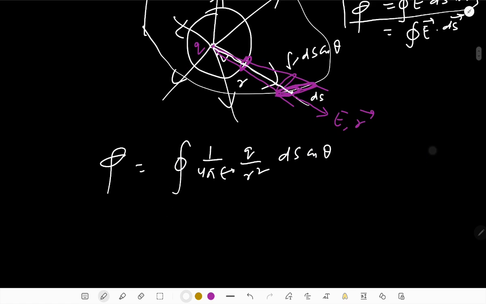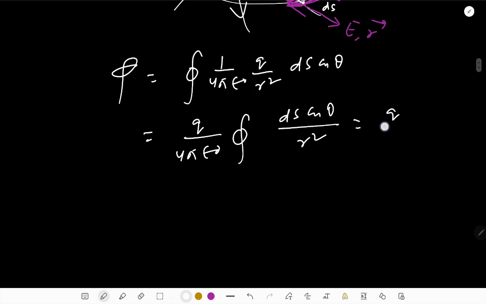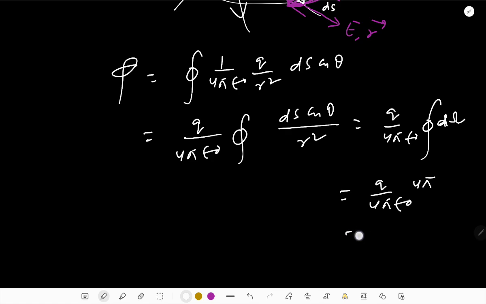And since you have to make an integration, you can keep the constant terms out of the integration symbol, so that you will have ds cos theta by r square. And this is nothing but the solid angle here. Ds cos theta by r square is the solid angle. The integration of solid angle will be 4 pi, so you will get the result q by epsilon naught. And this is the total number of field lines coming out of the surface.